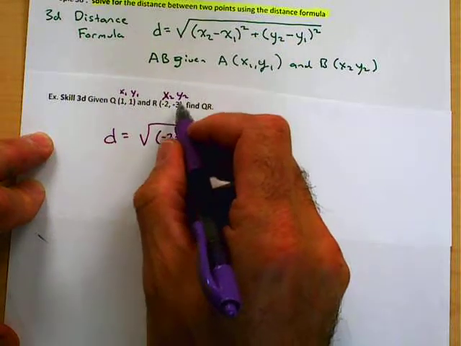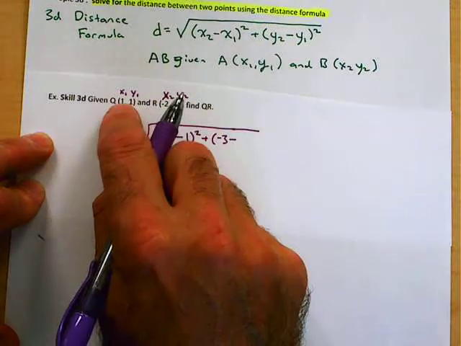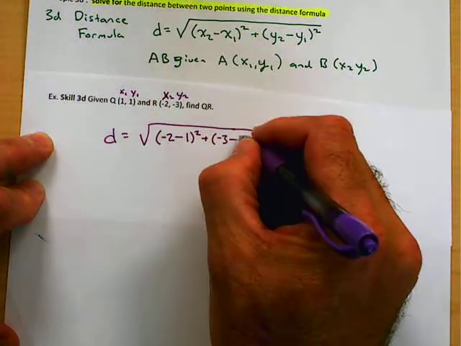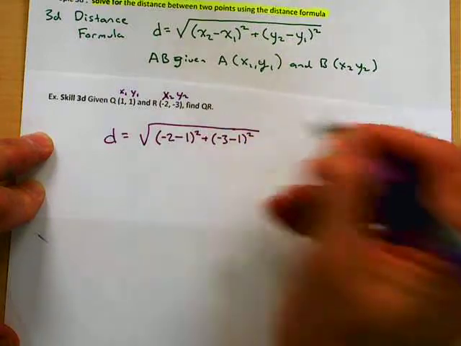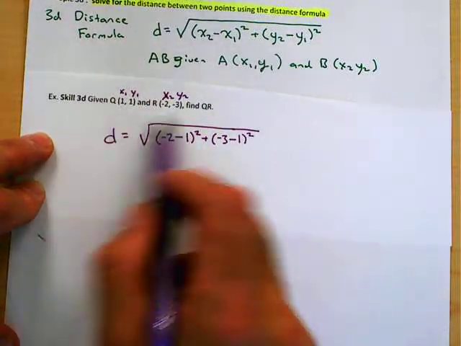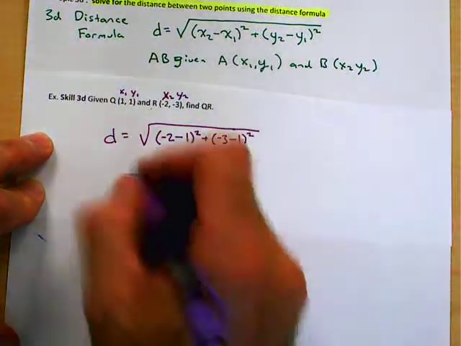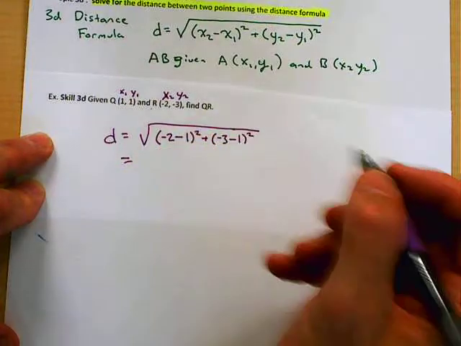Now we look for y sub 2. Y sub 2 is negative 3 minus y sub 1, which is 1. And we square it. So we've just plugged x sub 1, y sub 1, x sub 2, y sub 2 into this formula. Now we can carry out our math, and that's going to be the distance between those 2 points.